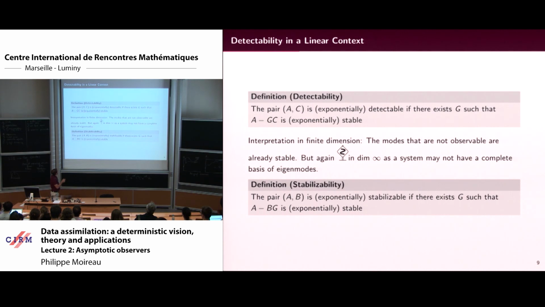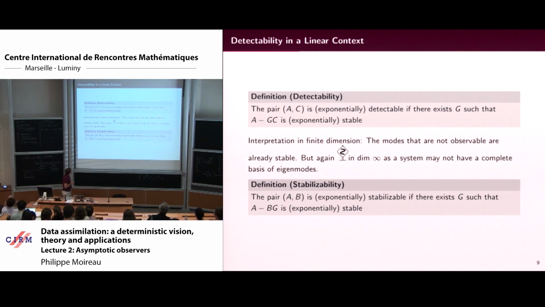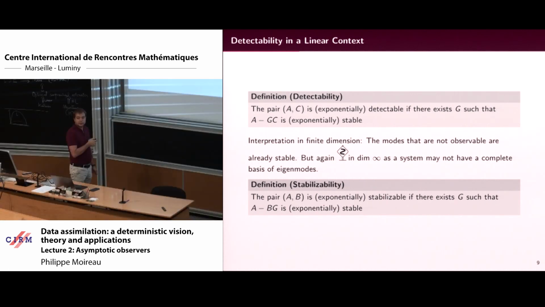Okay, so the last definition is detectability. I will say that it's detectable if I can define the G, exactly what I told you before. And from detectability, I can define the dual notion, which is stability. A system is stable, and potentially exponentially stable, if this operator is stable. So you see, in that case it's JC, in that case it's BG. So the operator is not on the same side. Now we have these definitions.